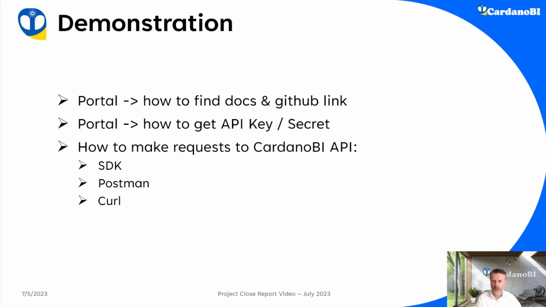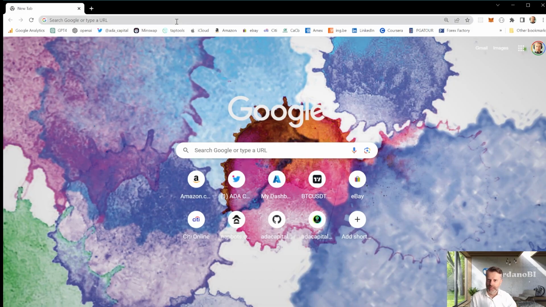Let's move on to our demo. We will open the portal and we'll find the CardanoBI documentation and GitHub links. We will then register for a free account and create an API key and secret. With those, we'll make requests to the CardanoBI API using the SDK, Postman, and curl. All right, folks, let's get to it. Let's go to our portal.